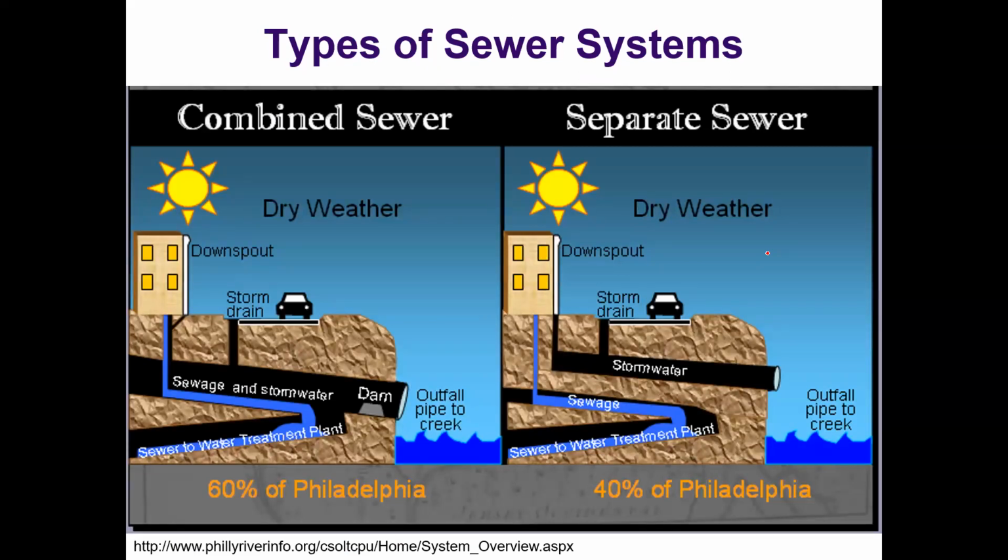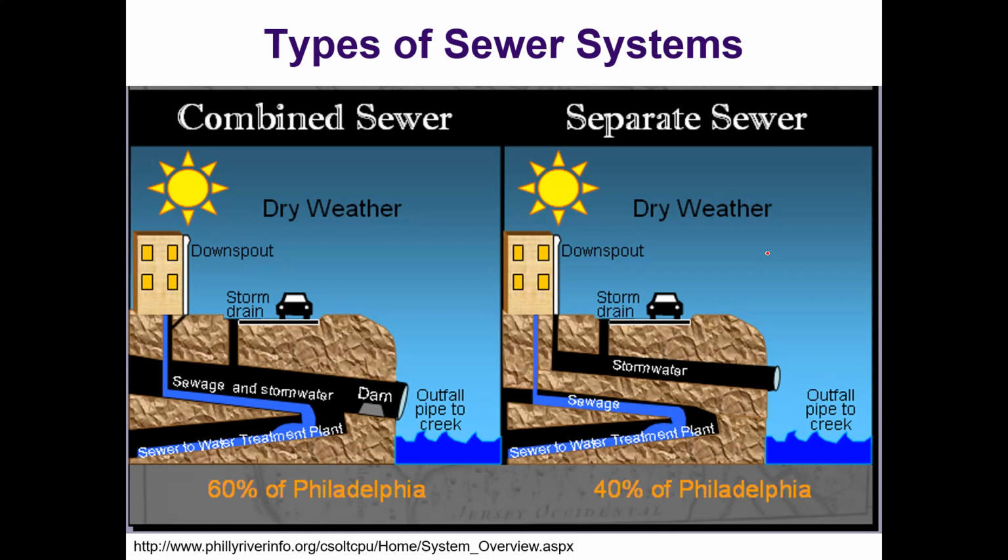So when we're looking at sewer systems, there are often two types of sewer systems that we see in cities. And this is something you can ask about on the tour: what type of sewer system do we have? Do we have a combined system or a separate system? So let's take a look at both of these.